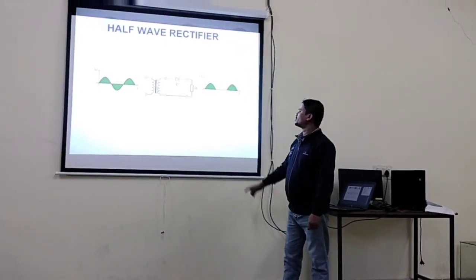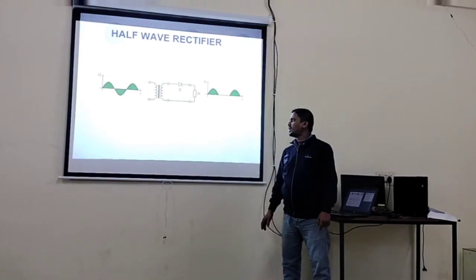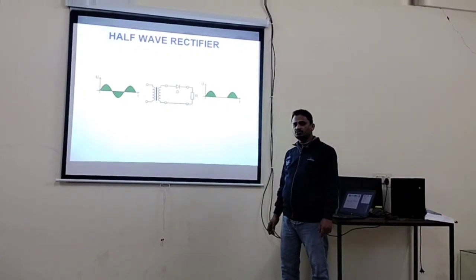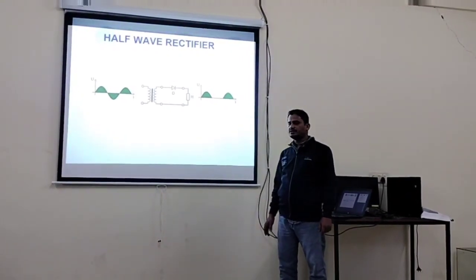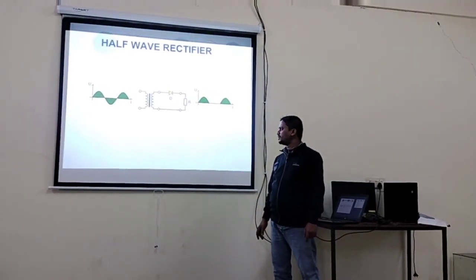That means the output signal is this. That is the positive half cycle formed as the output across the load. Next, the negative half cycle is given to the input side of the transformer, the primary side of the transformer.